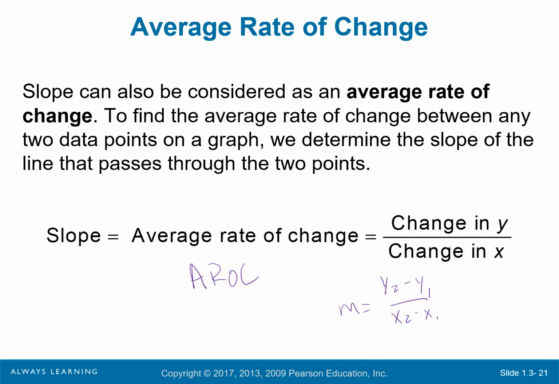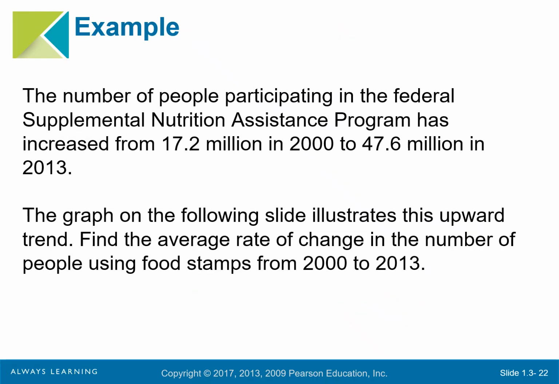But we now have to think about it in terms of a word problem. So in this example, let's think about it for a second. The number of people participating in a federal supplemental nutrition assistance program has increased from 7.2 million in 2000 to 47.6 million in 2013. And the graph on the following slide illustrates this upward trend. Find the average rate of change in the number of people using food stamps from 2000 to 2013.